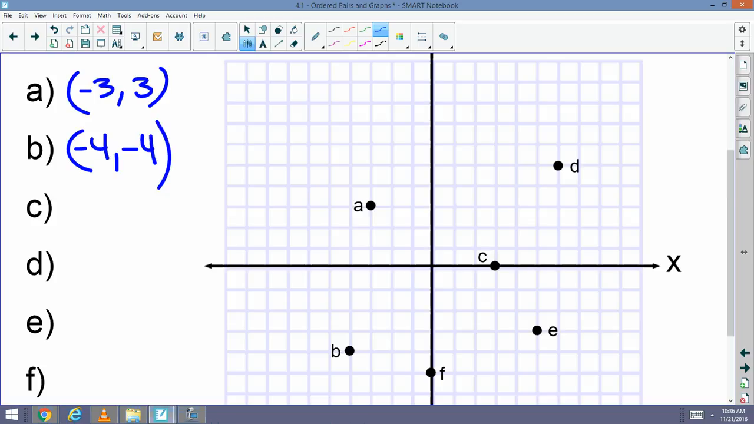C. 3, 0. Yes, that is on the x-axis, 3, 0. D. 6, 5. Yes, because I went 6 on the x and up 5. Thank you, 6, 5. Beautiful. E.